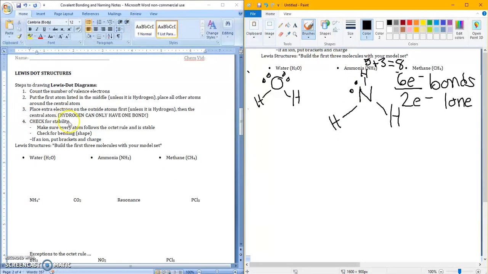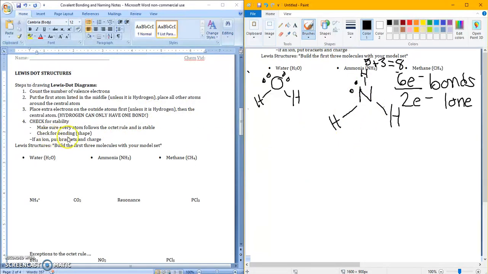Number 4, check for stability. Well, first of all, I'm going to count. Hydrogen has 2 electrons, which is perfectly fine. It has a full octet. Very good. This hydrogen's good. This hydrogen's good. And if I count nitrogen, I have 2 in this bond, 2 in this bond, 2 in this bond, and then I have 2 here, which equals 8. So nitrogen is all good.